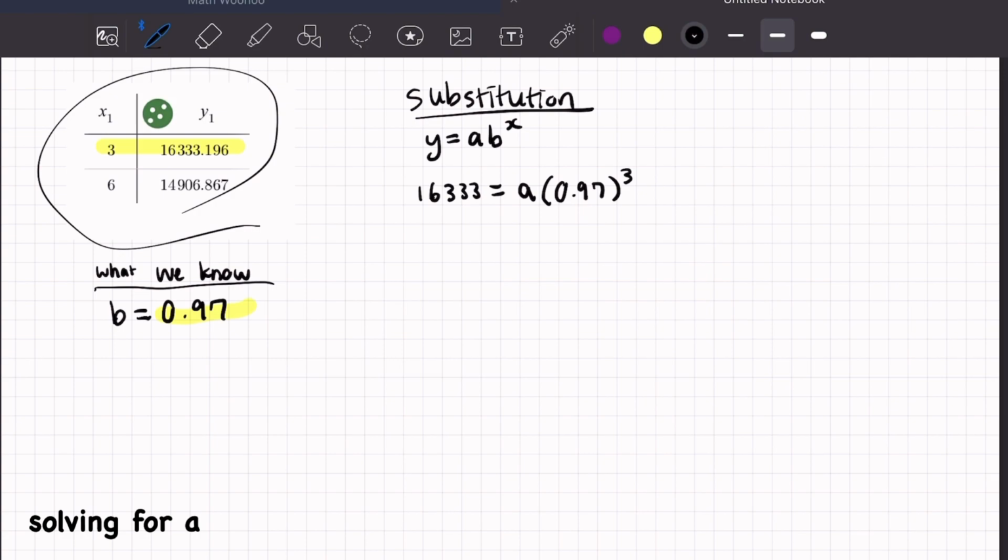So we can actually solve for a now. To do this, we have to isolate it. So let's divide 0.97 to the power of 3 on both sides.